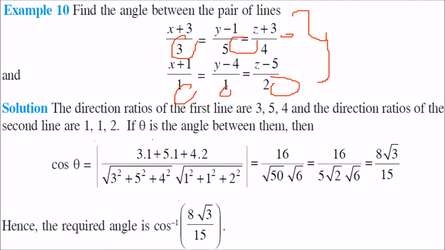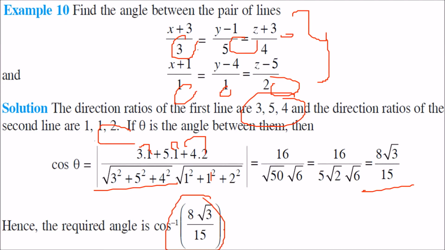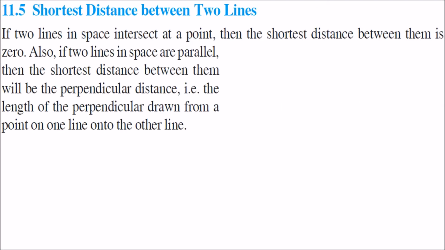We can directly use A1, A2, B1, B2, C1, C2. This is the sum of squares of this, and this is the sum of squares of this, and just find out, this will be cos inverse 8 root 3 by 15. Now, the shortest distance between two lines.